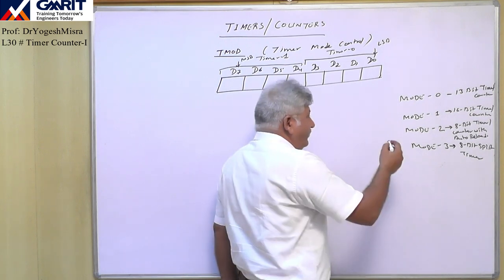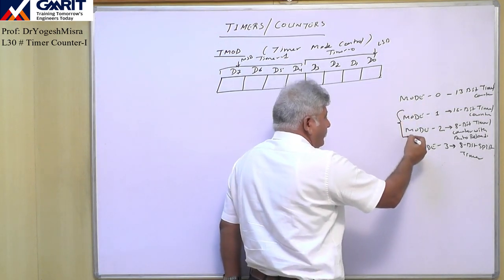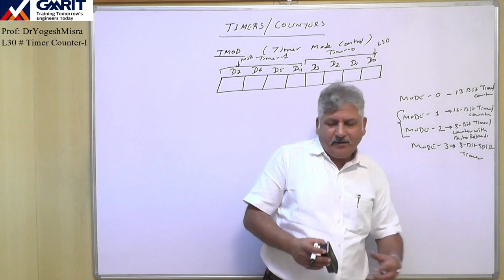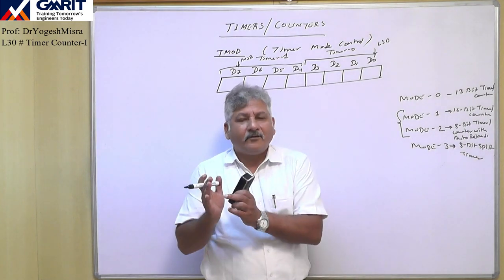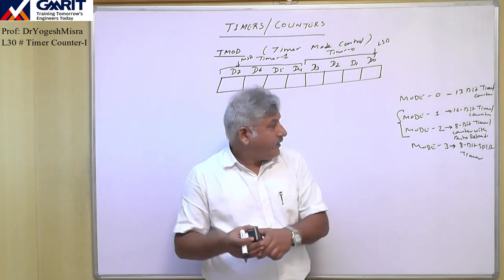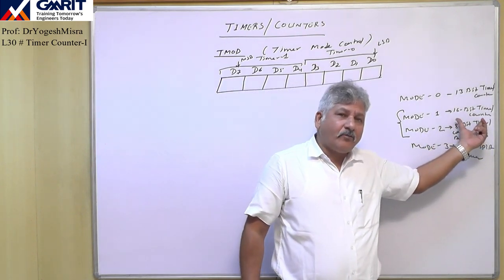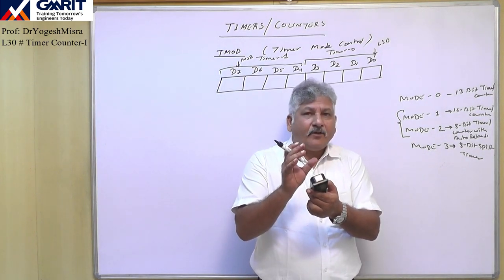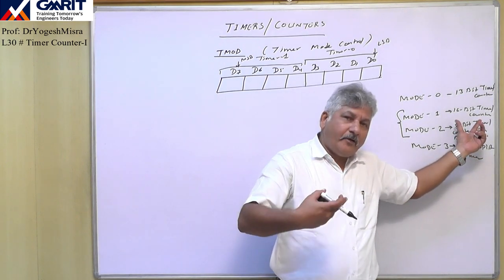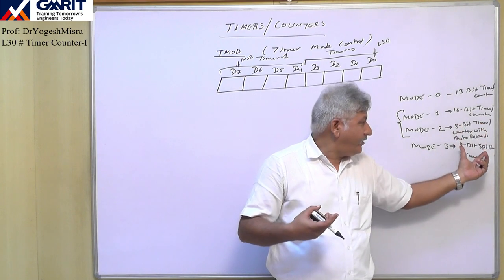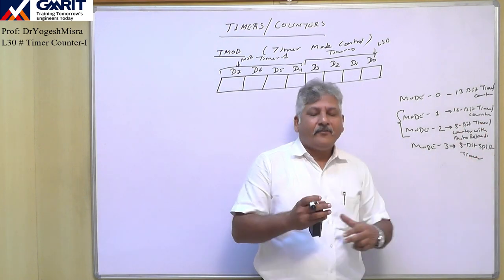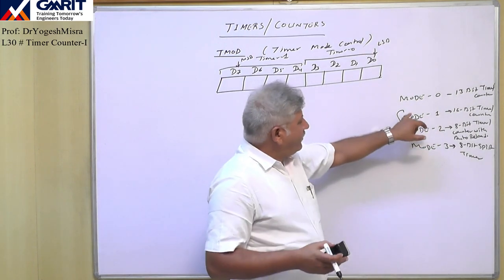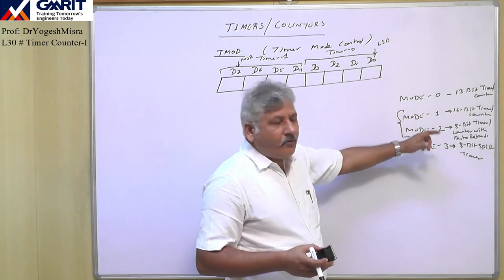So in most of the applications we will use mode 1 and mode 2. In mode 3, split 8 bit timer means it is 8 bit, 2 different timers. You can use 2 8 bit timers. In mode 2 also you are having an 8 bit timer, but you cannot split the timer into 2 8 bit timers. Only the facility is that the 8 bit value will be auto reloaded. Here the auto reload facility is not there, but we can split one 16 bit timer into 2 8 bit timers. But in all the applications, we will use mode 1 or mode 2.